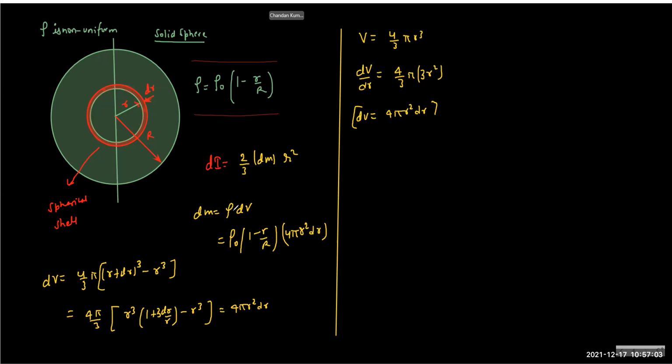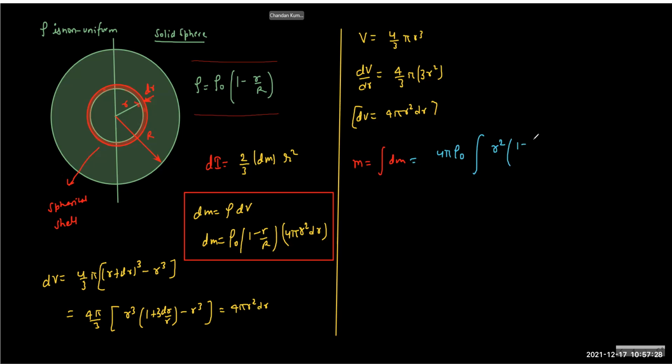So now we know we have the dm. In fact, it will be also interesting to find the mass of the sphere first in terms of the given density. So let's calculate the mass separately. This is something which I need in order to express my answer. So what is the dm integration? 4 pi rho naught is constant, so we can take it out. And what we are left with is r square into 1 minus r by R into dr, right? And now I have to integrate from 0 to capital R to get the answer.